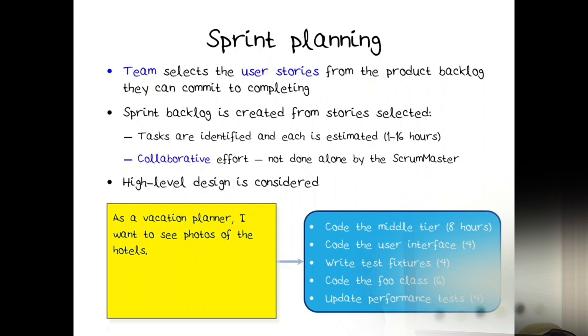So here's an example of a user story, a bad user story, still a user story kind of. As a vacation planner, I want to see photos of the hotels. Well, when a team sees that, they might realize, given the certain technology, that they need to code something in the middle tier, and that's probably going to take about 8 hours. And code some UI, 4 hours, some test fixtures, code some new class, and update some performance tests. So these are the tasks that end up on the sprint backlog.